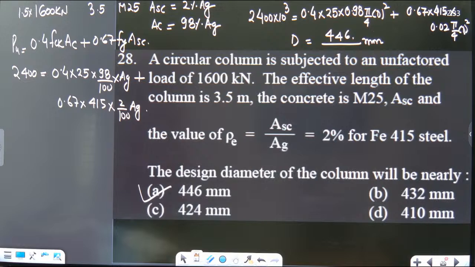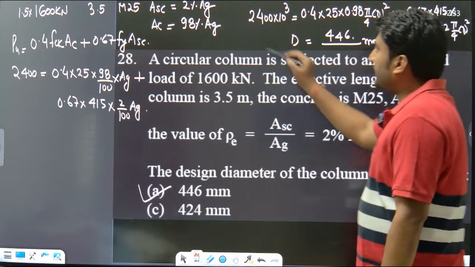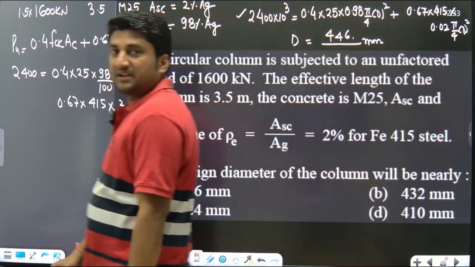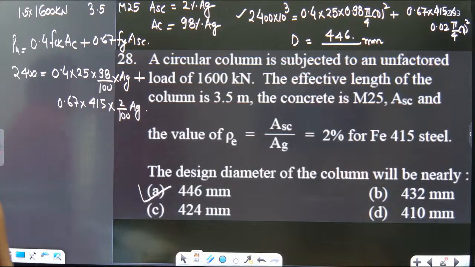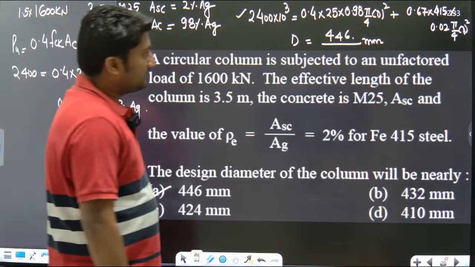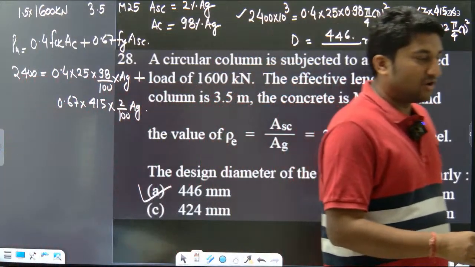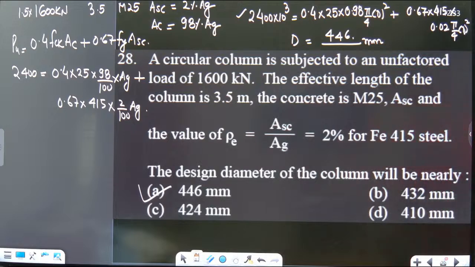Shall we move ahead? Have you understood the concept? Apart from the calculation part, have you understood the concept? Yes or no? Please tell me.